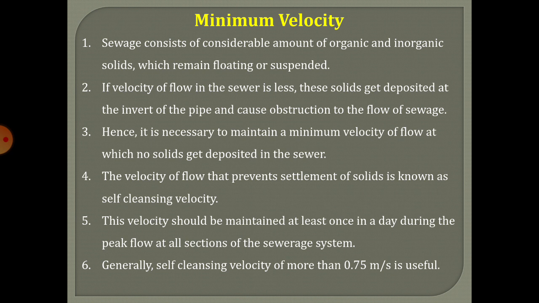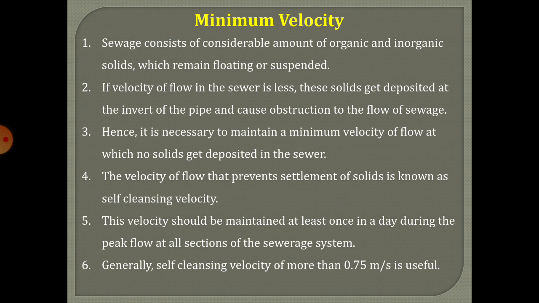Hence, it is necessary to maintain the minimum velocity of flow at which no solids get deposited in the sewer. The velocity of flow that prevents the settlement of the solids is called the self-cleansing velocity. So, the flow itself has the velocity to clean the entire sewer and there will not be any deposition. That self-cleansing velocity should be achieved and maintained.